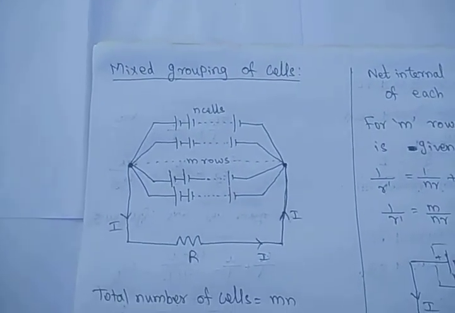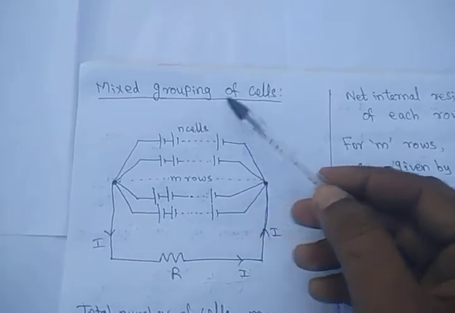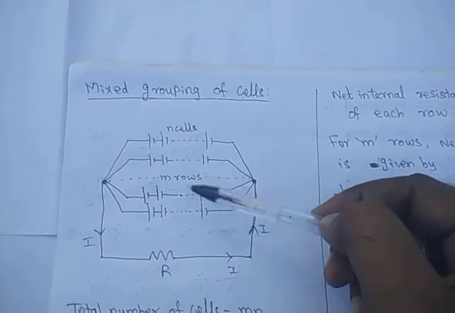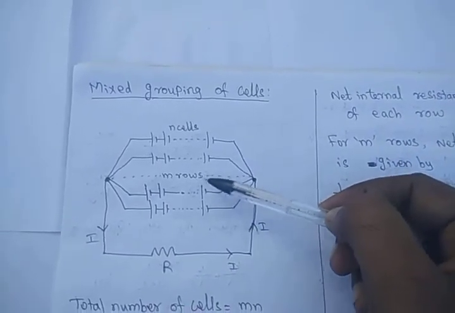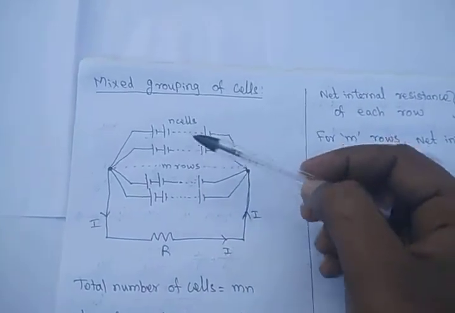In this session, we are going to see the combination of series and parallel, that is, a mixed grouping of cells. Frequently, this type of problem is asked in NCERT board examinations. So please understand this concept carefully.